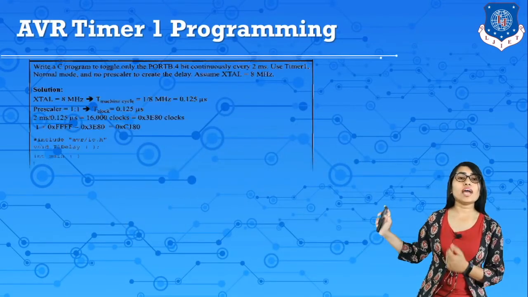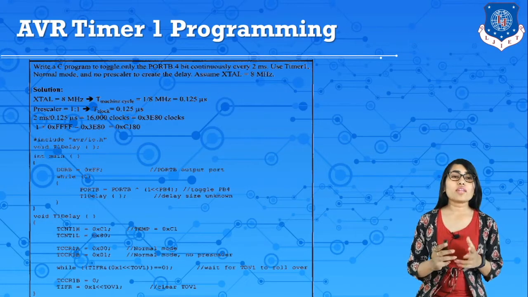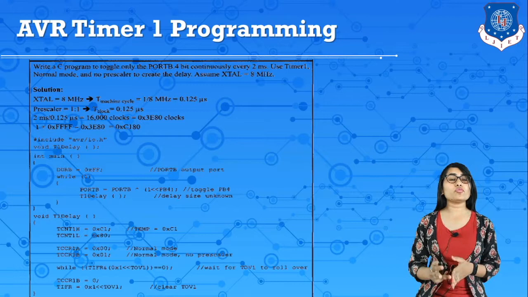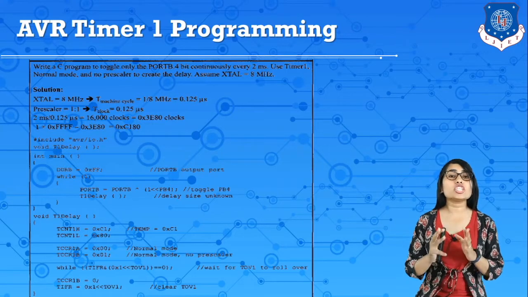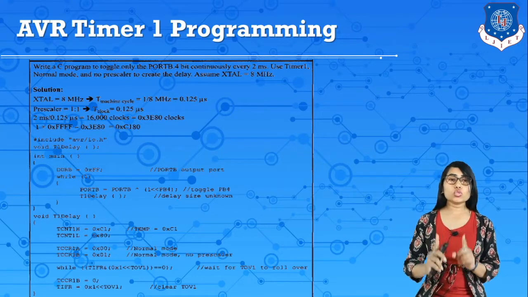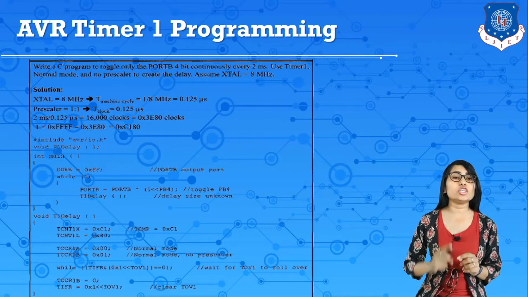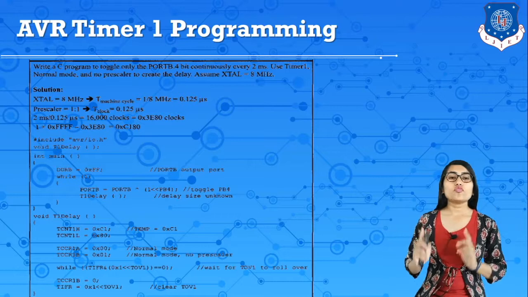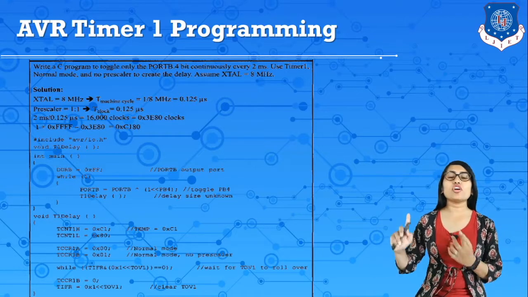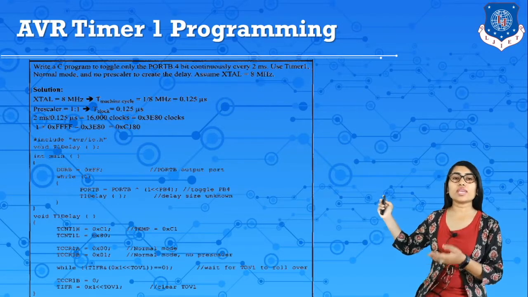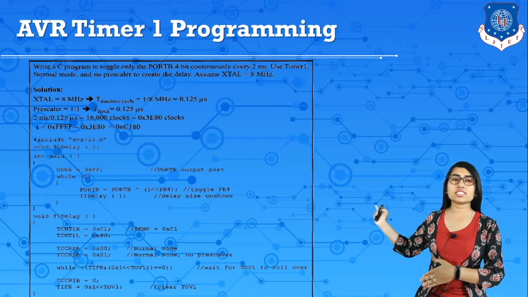So here we have Timer 1 programming. Write a C program to toggle the PORTB.4 bit continuously every 2 millisecond. Use Timer 1 normal mode and no prescaler to create the delay. So first calculate the values for TCNT1H and TCNT1L. Here we have the clock frequency, so we can calculate the time duration.